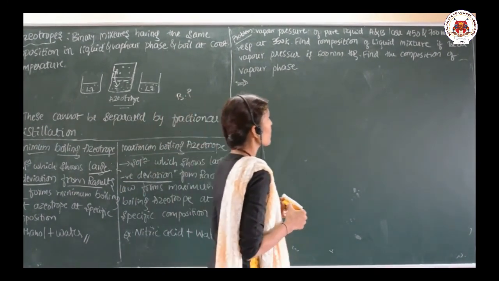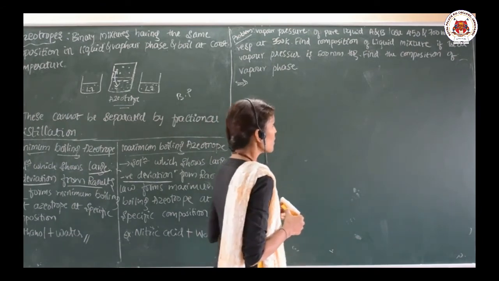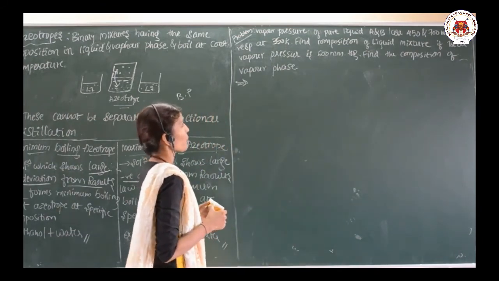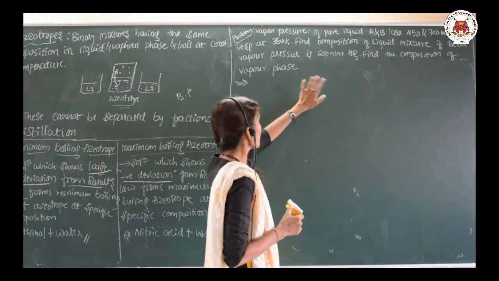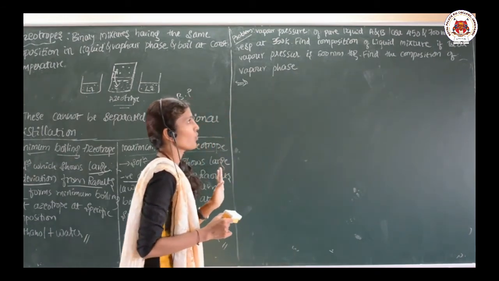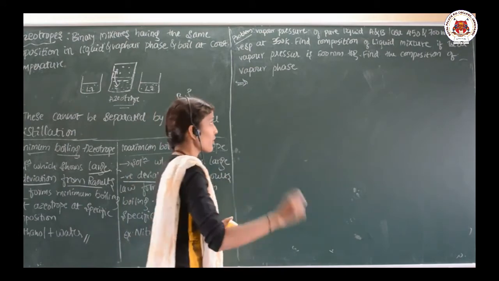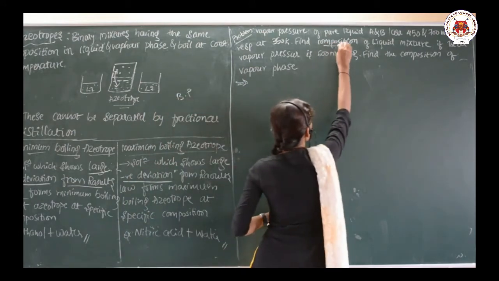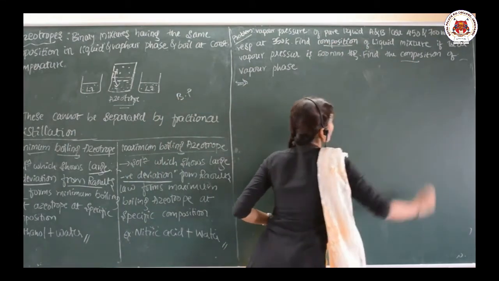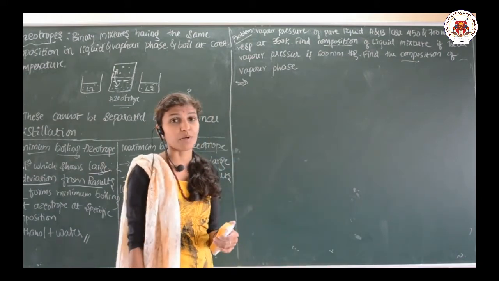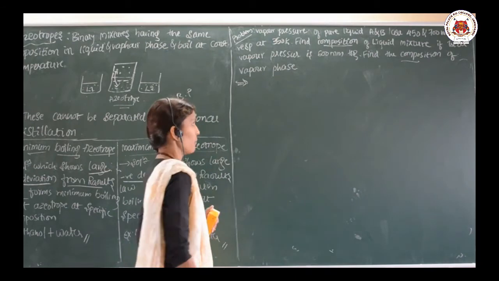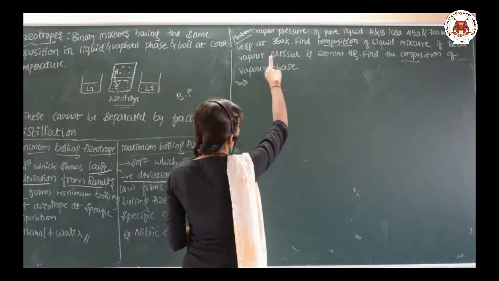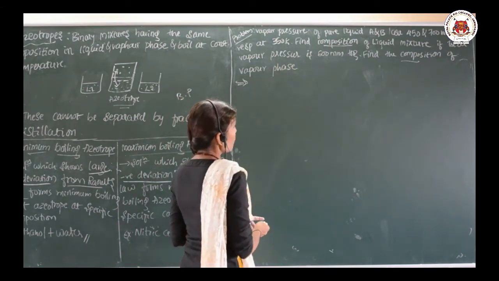the composition of the liquid mixture if the total vapor pressure is 600 mmHg. Find the composition of the vapor phase. So first, this composition is nothing but mole fraction. Composition is nothing but mole fraction. So what they have given is the vapor pressure of the pure liquids A and B.